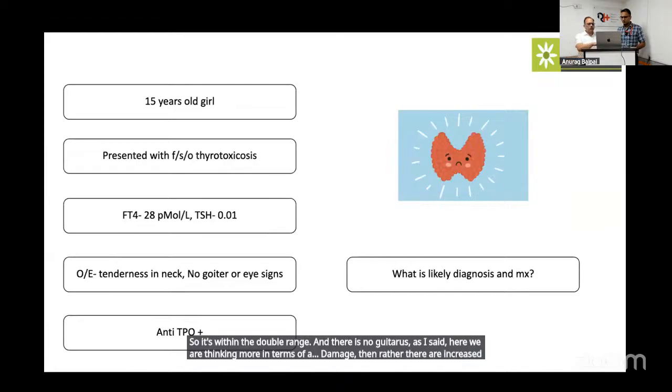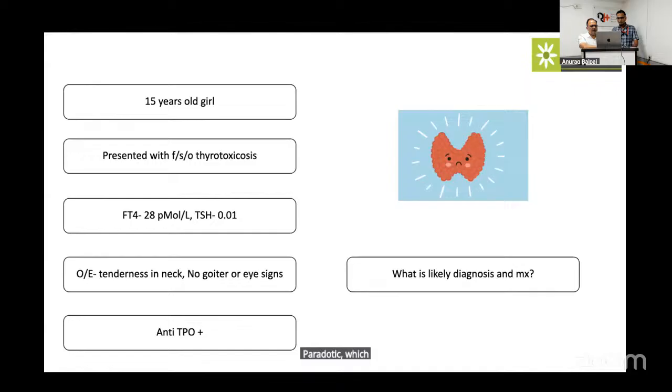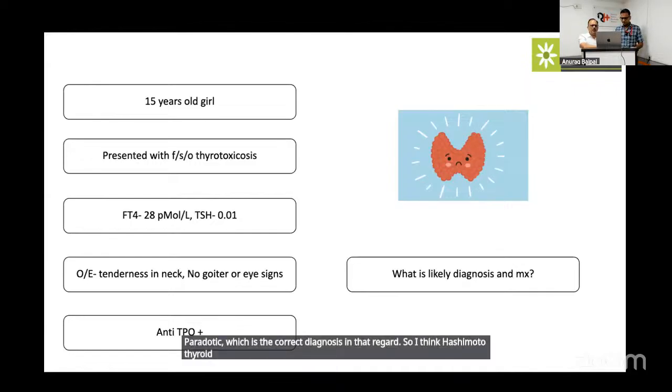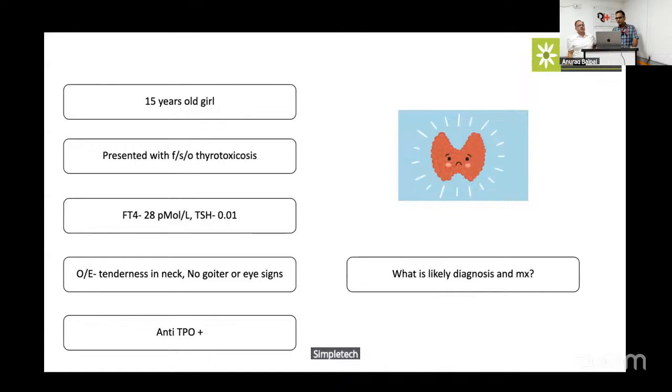And tenderness also will give you a clue. Dr. Raj Lakshmi is saying thyroiditis, which is the correct diagnosis in that regard. I think Hashimoto thyroiditis, and if we consider tenderness, if it's very severe, subacute thyroiditis. So both options will be there. Which simple test will give you a clue that this is a thyroid inflammation?